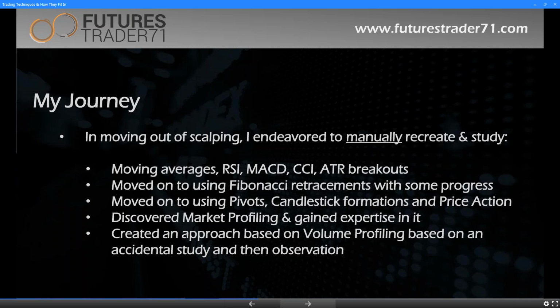Then I moved into Fibonacci retracements. This made sense to me. The mathematics made sense to me, and I saw a lot of progress there. Then I moved to using fibs with pivots, and I studied candlestick formations and price action. So I'm stacking all of these things, and then with that, I found that over time, pivots were really kind of a self-fulfilling premise.